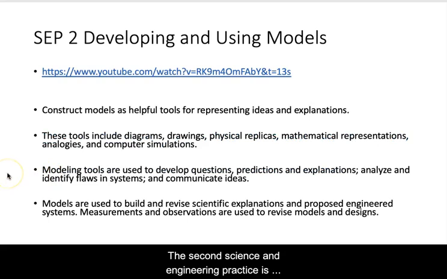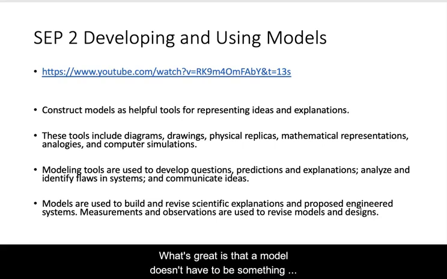The second science and engineering practice is developing and using models. And if you watch this YouTube video, you'll see a terrific lesson in which a teacher is using models. Now, I know what you're thinking, Hollander, my kids are in 1st grade. What kind of models do you expect them to construct?